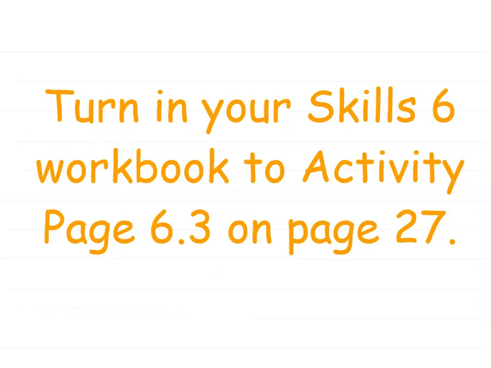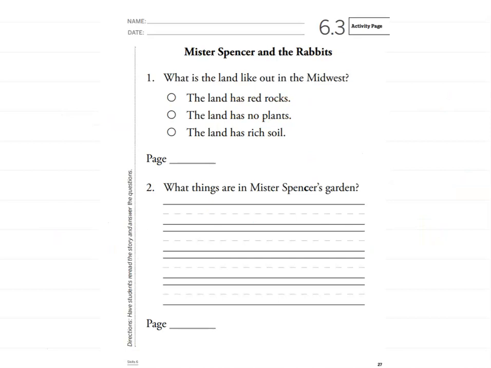Turn your Skill 6 workbook to activity page 6.3 on page 27. Mr. Spencer and the Rabbits. Go ahead and write your name and today's date on this paper. Number 1. What is the land like out in the Midwest? That's right, the land has rich soil. And we read that on page 2.